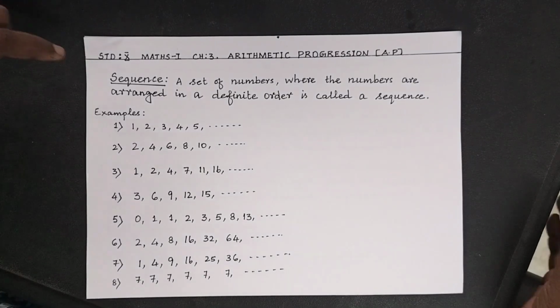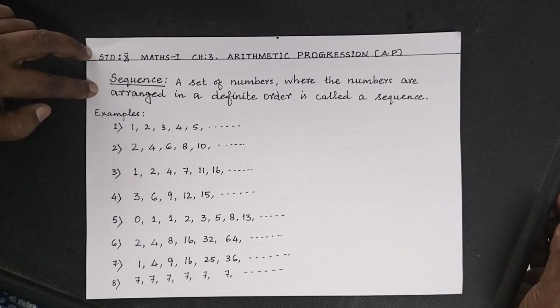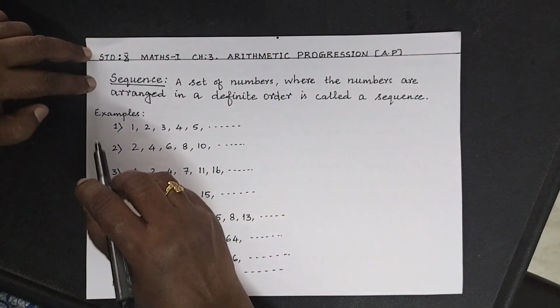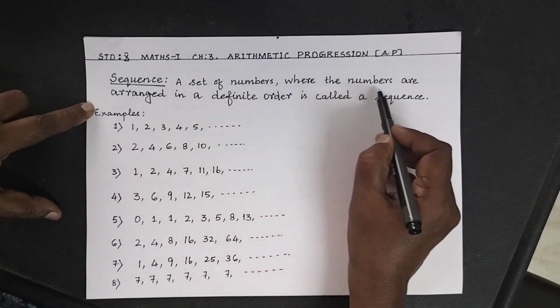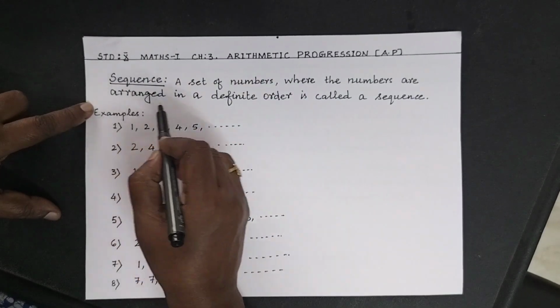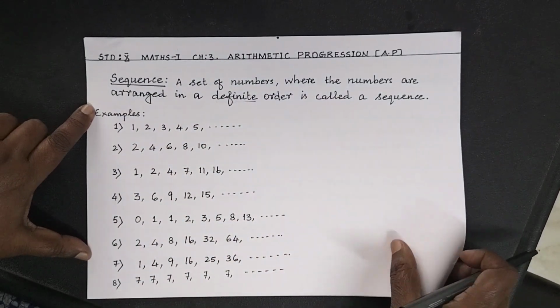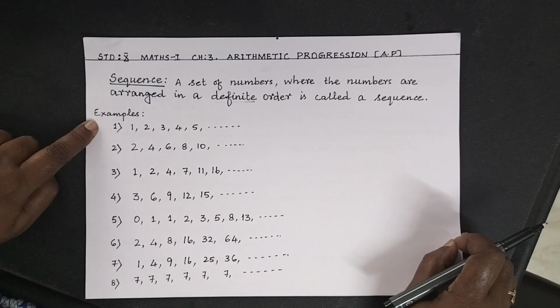Now, before going to the exercise, let us learn about what is a sequence and what is an arithmetic progression. Sequence means a set of numbers where the numbers are arranged in a definite order is called a sequence. Now some examples are given here.